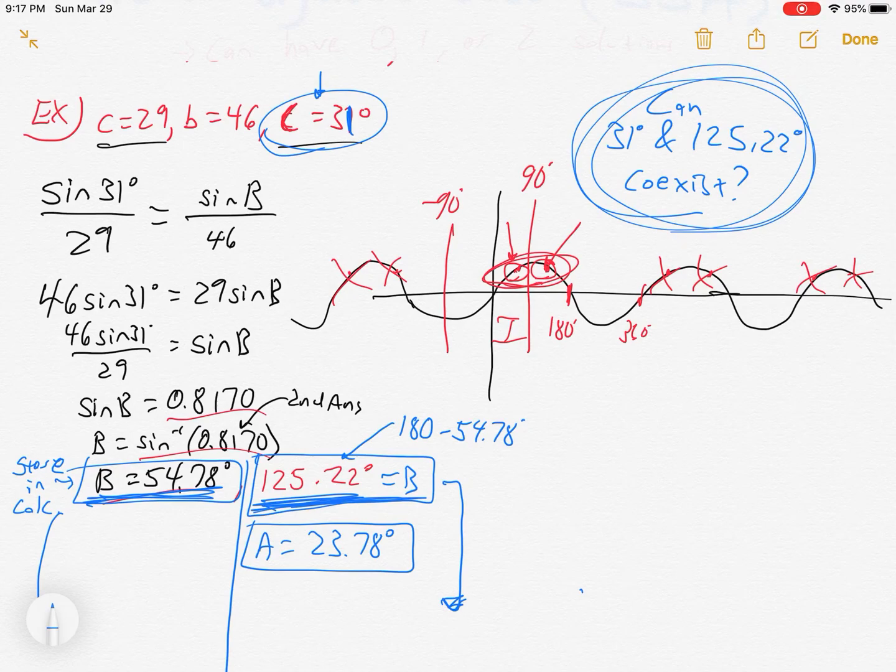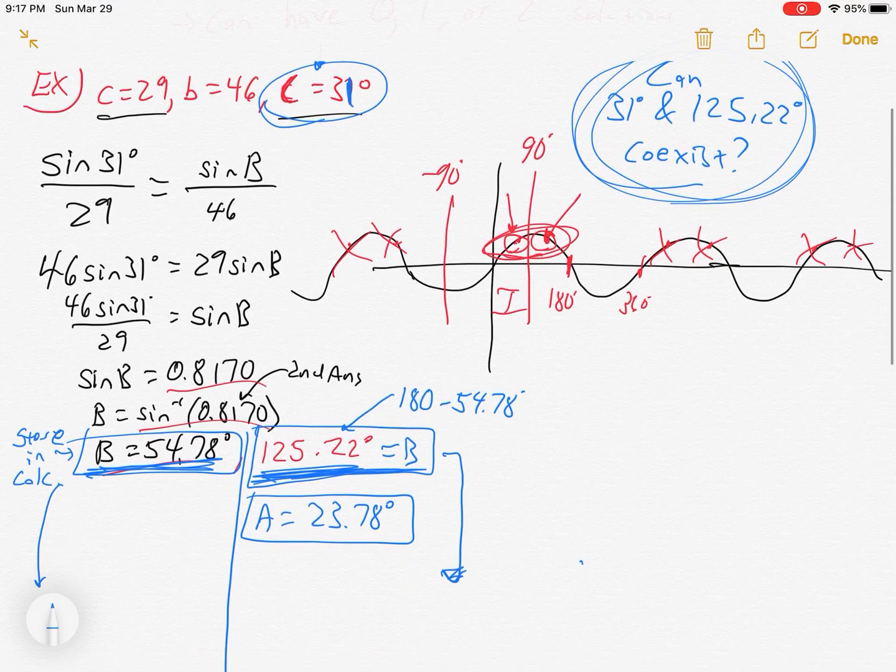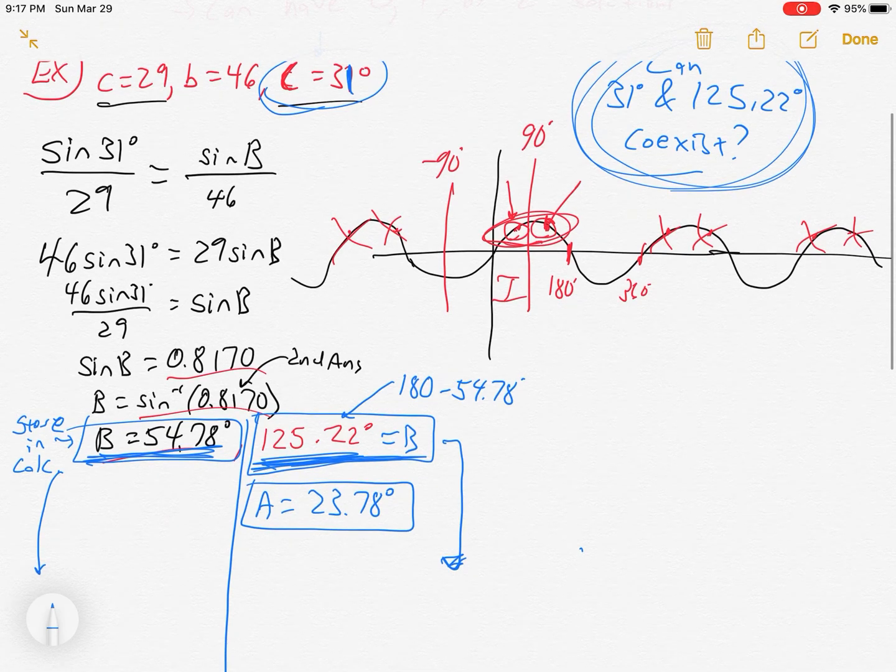I got that. Last thing is side A, that's right. Because we have side B, we have side C. Okay, so the last thing to do is get side A. And our known column, use your same known column. You're going to use it 3 times. Sine of 31 degrees over 29 equals sine of this new 23.78. Stow that in.